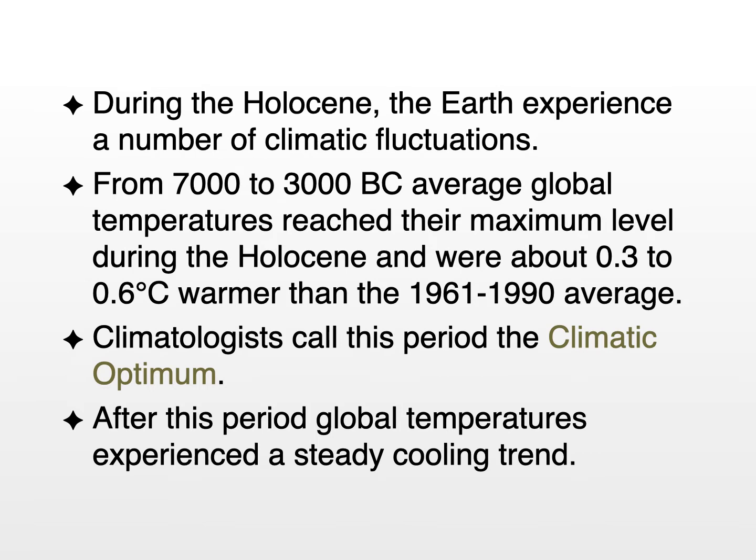This climatic optimum, the dates vary a little bit. On the graph, it almost looks like it was between 6,000 and 2,000 BC, but somewhere in that range, or 7,000 to 3,000 BC. After this period, global temperatures experienced a steady cooling trend.